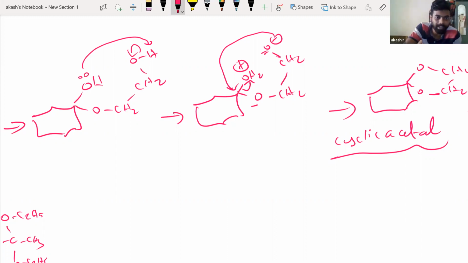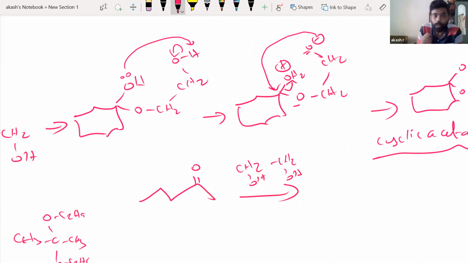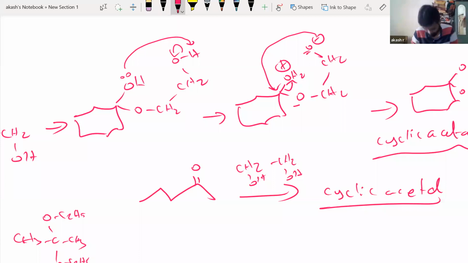Very, very simple, right? So will you do it one more time? If I give you another compound, will you be able to do it? Say we have this particular ketone, and say I'm going to make it react with CH2OH and CH2OH. Do it slowly and tell me what is the cyclic acetal which is formed. Go for it.